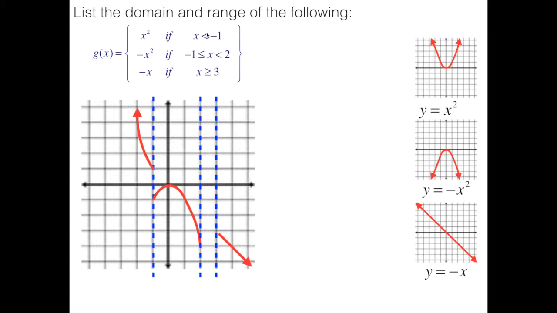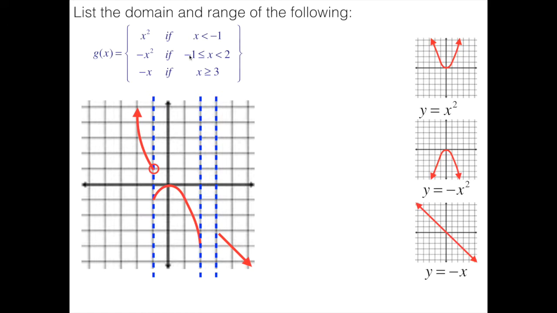Now let's talk about this. This one says it's less than negative 1, not less than or equal to. So in other words, if the x value is negative 1, it's not going to be on this first graph. The way that we'll indicate that when we graph it is by an open circle. So we'll put an open circle right there.